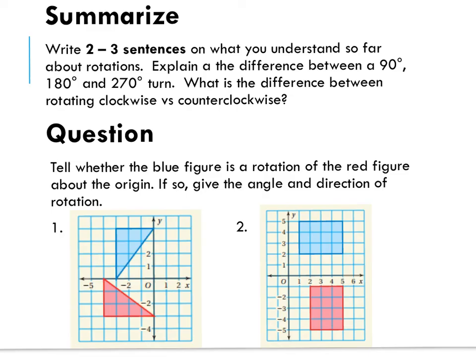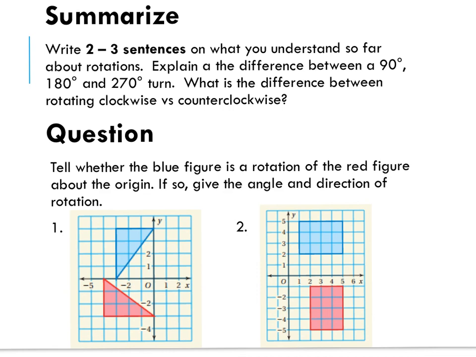So for your summarize, just explain the difference between a 90 degree, 180 degree, and 270 degree turn, and also describe the difference between rotating clockwise versus counterclockwise. In your question, you're just going to answer, is the blue figure a rotation of the red figure about the origin? If it is, see if you can figure out the direction and the angle of rotation.